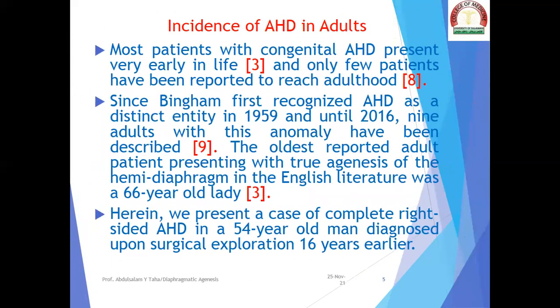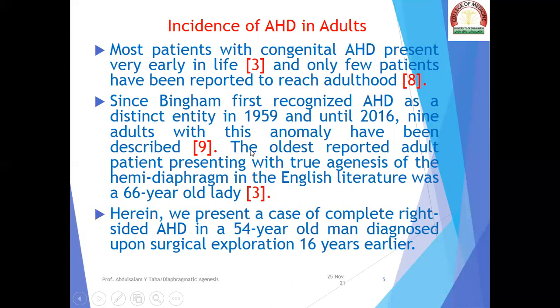Incidence of agenesis of hemi-diaphragm in adults. Most patients with congenital agenesis of the hemi-diaphragm present very early in life, and only few patients have been reported to reach adulthood. Since Bingham first recognized agenesis of the hemi-diaphragm as a distinct entity in 1959, and until 2016, 9 adults with this anomaly have been described.